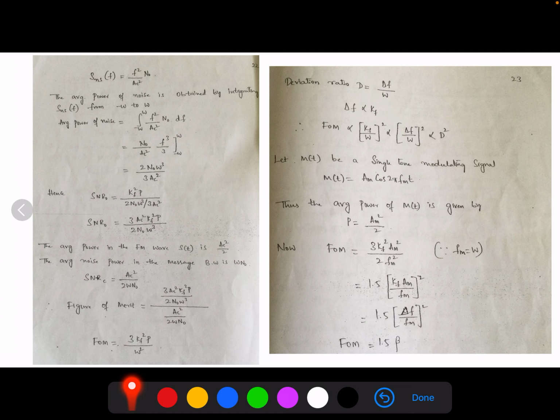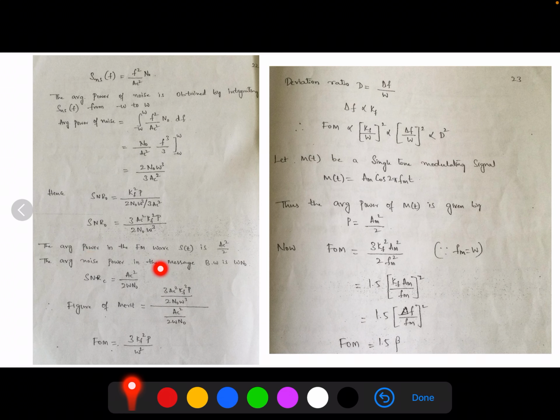Then we need to find the average power. Average power of noise is obtained by integrating the Sn of f with respect to f from minus W to plus W, f square divided by AC square into N naught into df. So integrating that, we will get this equation. SNR output is equal to kf square P divided by 2 N naught W cube divided by 3 AC square. So the final SNR output is this equation.